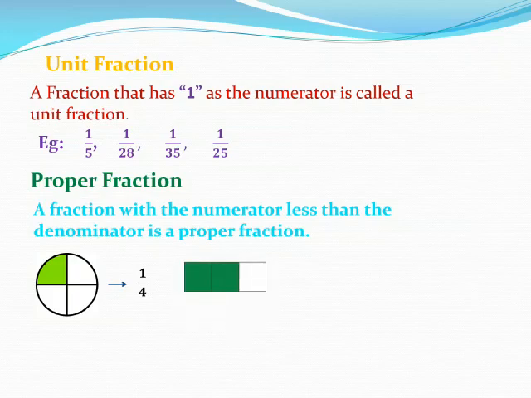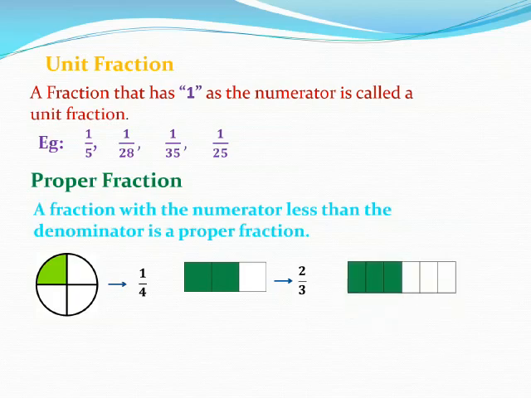Next example, you can see the figure is divided into 3 equal parts. Out of that, 2 parts are shaded. So the fraction for this figure is 2 by 3. This is also a proper fraction because the numerator is smaller than the denominator.